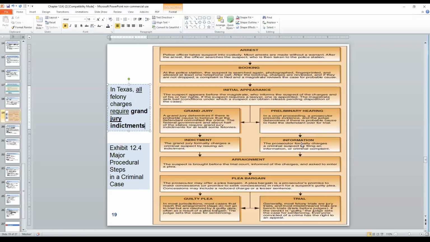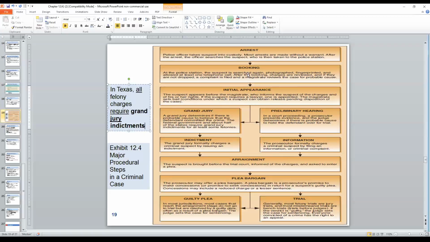Here we call the document an information. It's kind of weird to put the word "an" in front of information. An information. Usually when we talk about information, we don't put a noun marker in front of it, but that's how you would do it here. So what is an information? The prosecutor formally charges a criminal suspect by filing an information or a criminal complaint. So whichever path you go through, whether it's a grand jury or preliminary hearing path, you're going to end up with a document that charges the person, the criminal defendant, with the matter.